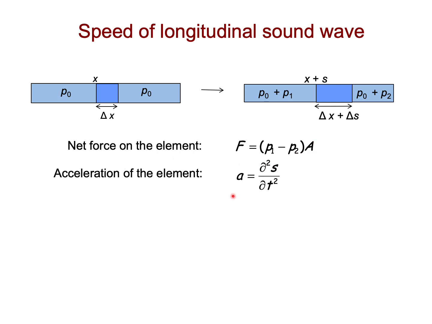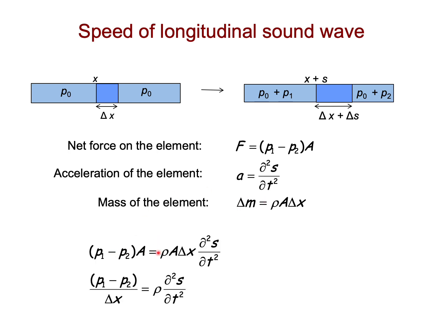What's the acceleration of the element? Well, that's just the second derivative of the displacement with respect to time. That's just the definition of acceleration. And what's the mass of the element? Well, it's going to be the density of the air times the cross-sectional area times delta x. This is just the volume times the density, and that gives us our delta m. So now we can write out F equals ma.